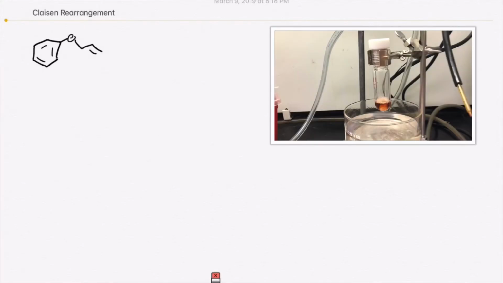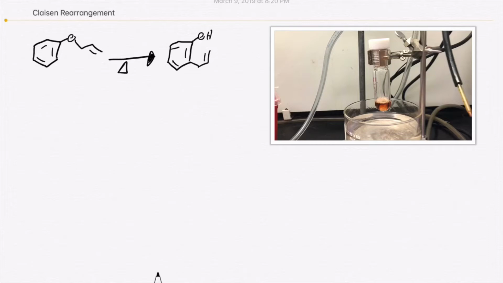Earlier this week, I had the chance to run a Claisen rearrangement for the very first time. The reaction that I did used a scaffold very similar to what I have drawn here. And what happens is you add a ton of heat to this compound to get a sigmatropic rearrangement that looks like this.